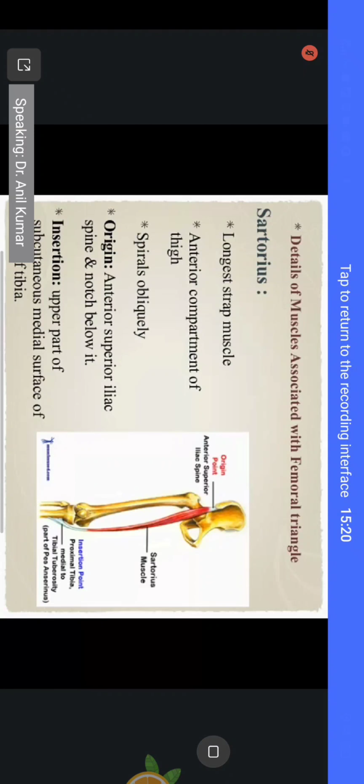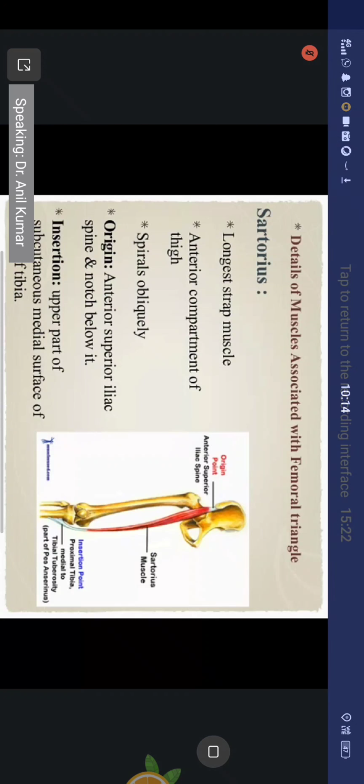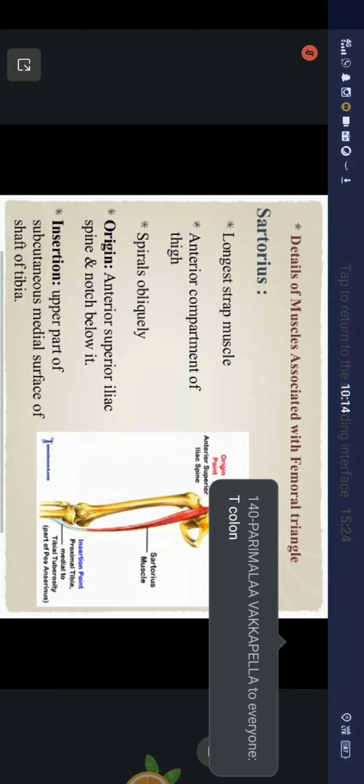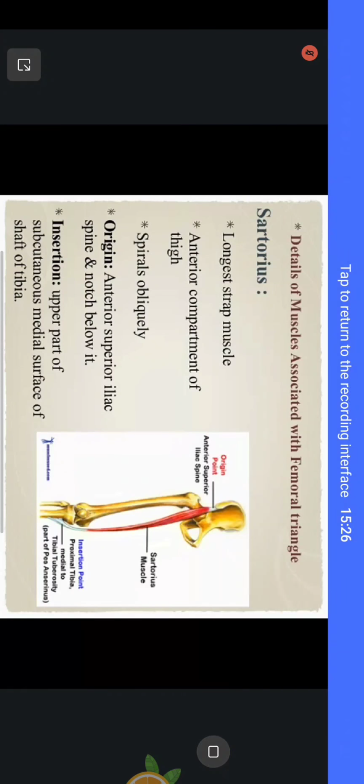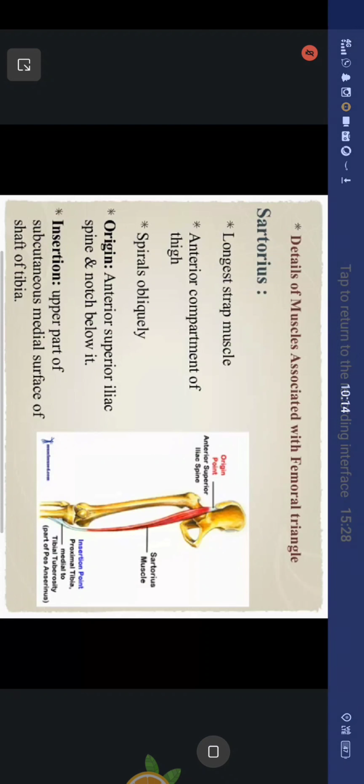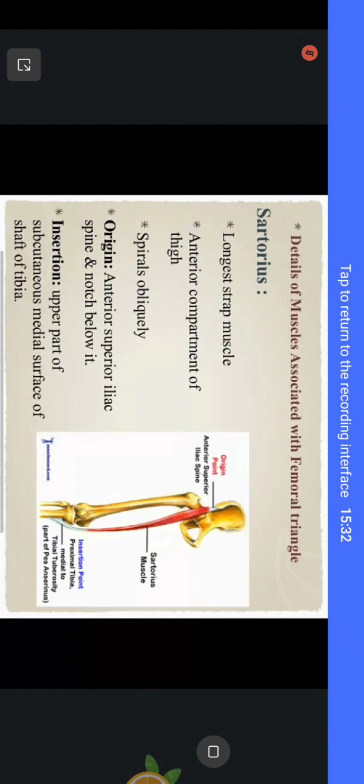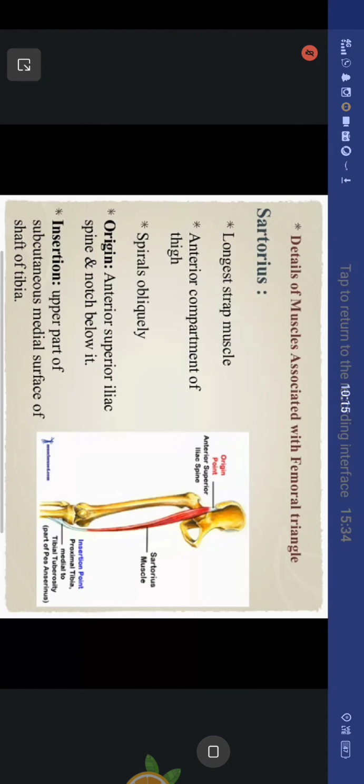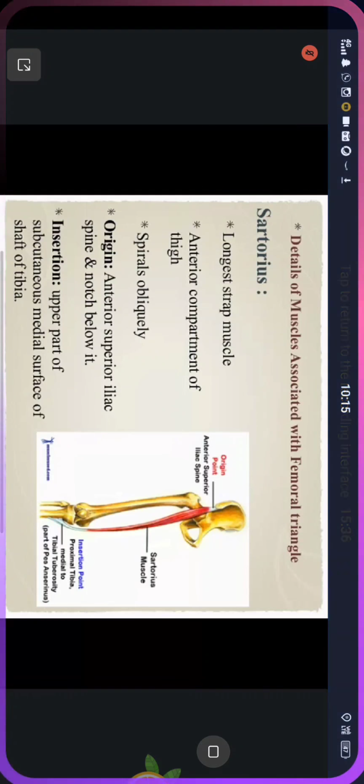It is a Viva question. Remember, structures measuring 45 centimeters in the body. They are the sartorius. Next, the bone which is present over there, the femur. Length of the vas deferens, thoracic duct, spinal cord.